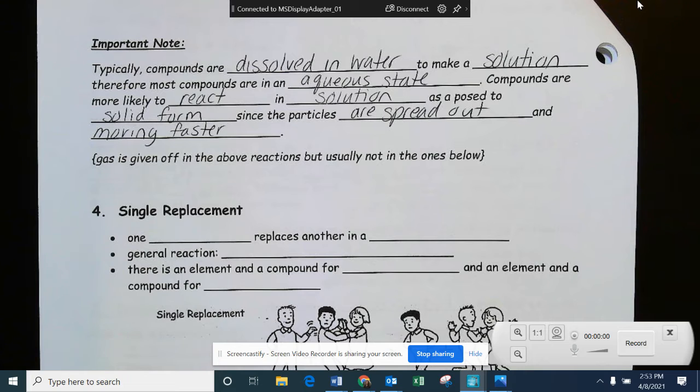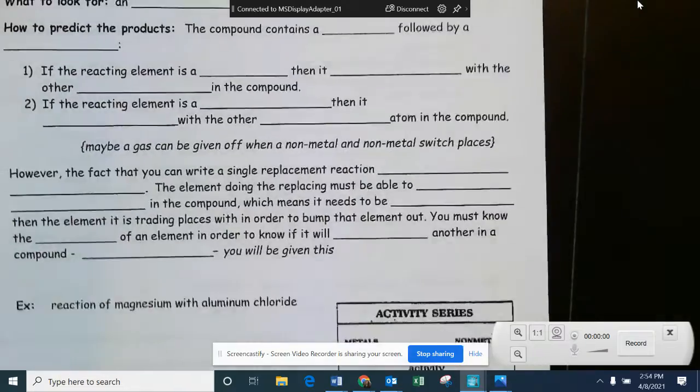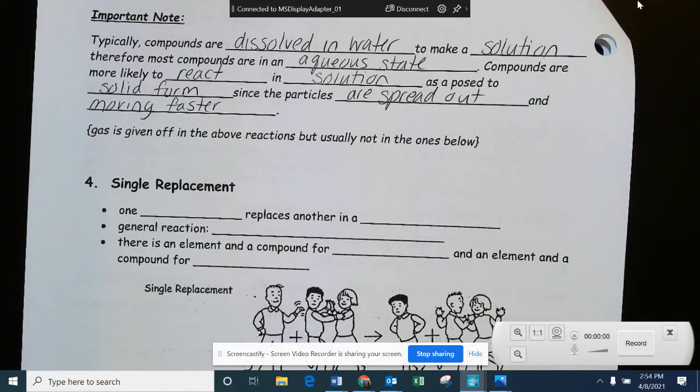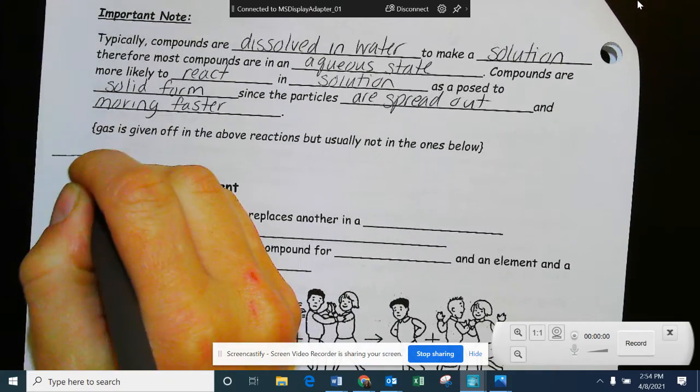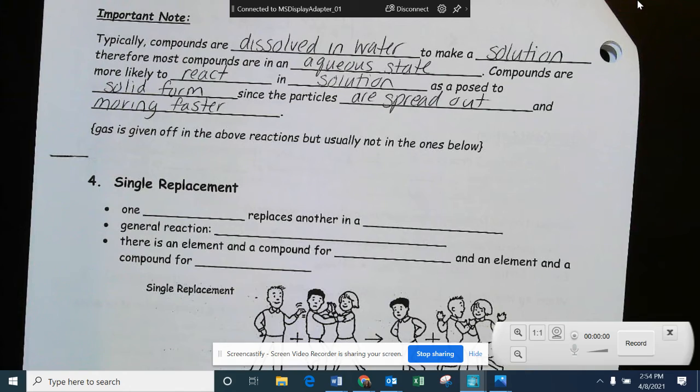So in the ones that we've seen so far, in our decomposition, our synthesis, and our combustion reactions, we're seeing gases given off, not all the time, but sometimes. In the next couple, single replacement, double replacement, and neutralization, we will not be seeing gases given off. So let's see here. We're going to move on to the other reactions, the single, double, and neutralization reactions, tomorrow.